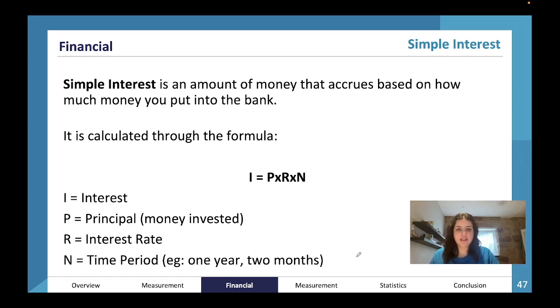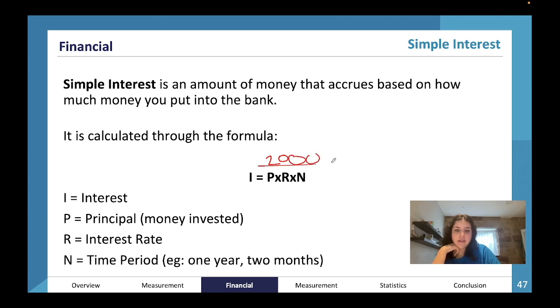Okay, simple interest. Very, very important you understand this formula. It's the amount of money that accrues based on how much money you put in the bank. So say you have $2,000, you give the bank $2,000. They're going to calculate simple interest, if that's what you elect to do, on that $2,000 indefinitely. They're just going to keep doing it unless something happens to the investment, there's a closure period, whatever it is. They're always going to calculate interest on the original amount that you invested.